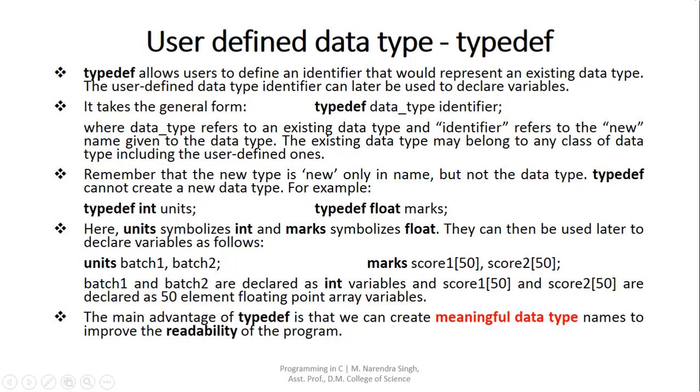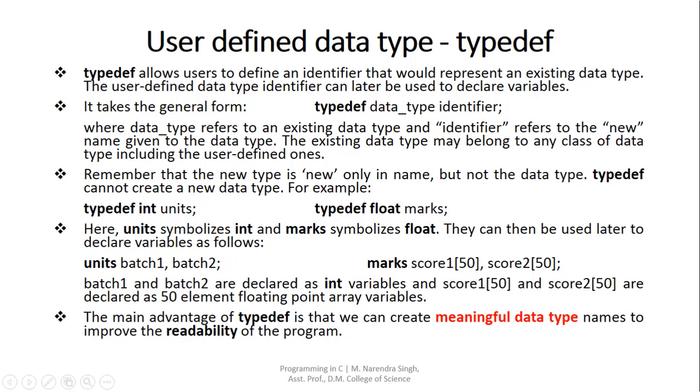Now, how to give a new name to an existing data type? It takes the general form typedef data_type identifier semicolon, where data underscore type refers to an existing data type and identifier refers to the new name given to the existing data type. The existing data type may belong to any class of data type, including the user-defined ones. Remember that the new type is new only in name but not the data type, because typedef cannot create a new data type. Let's see an example.